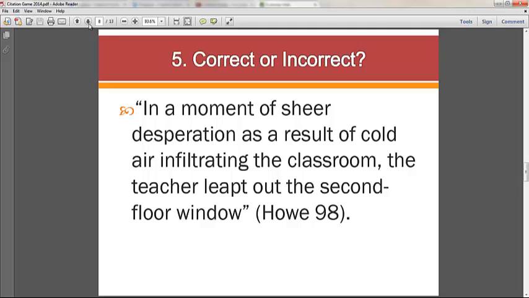Well, finally, this is correct. Of course, there is no introduction to the quote, as there should be, but everything about it is correct, and the citation is correct.